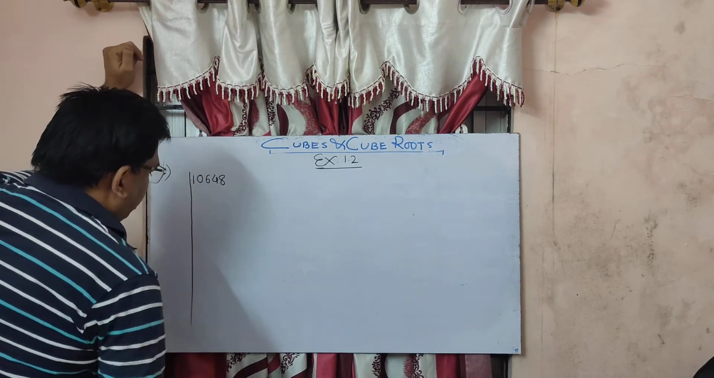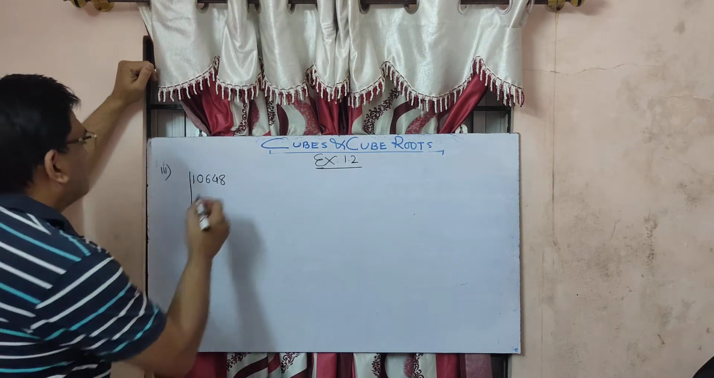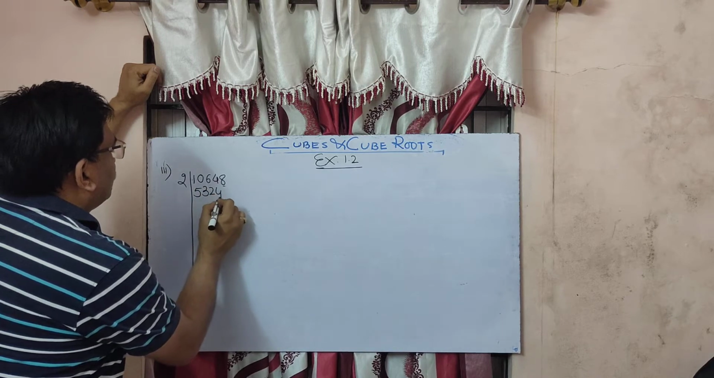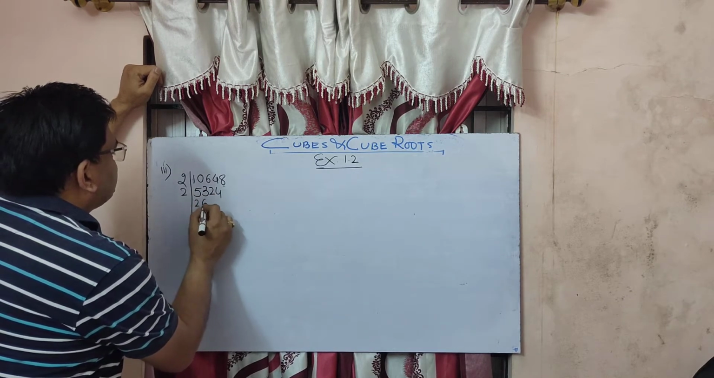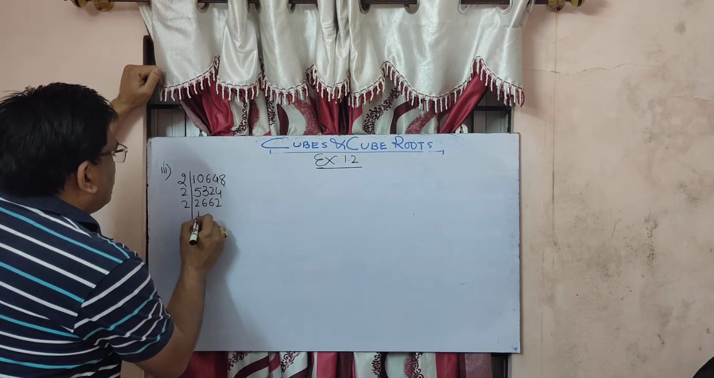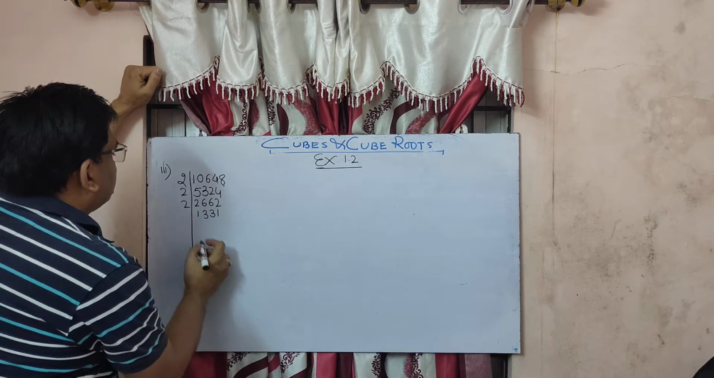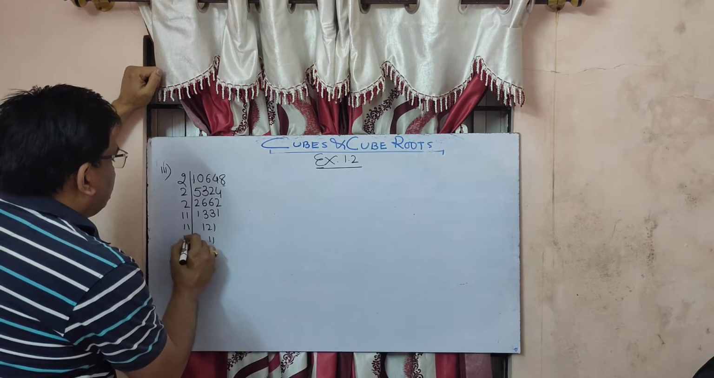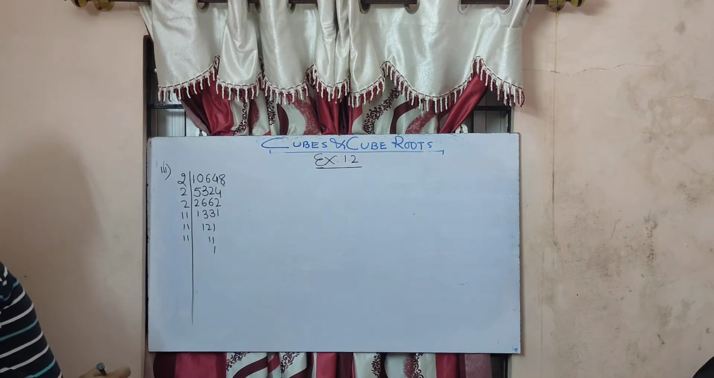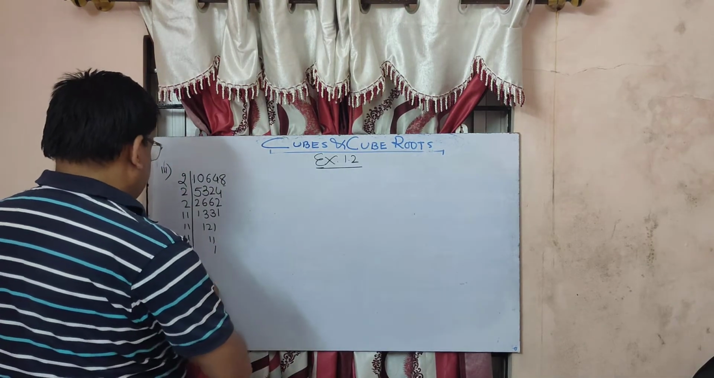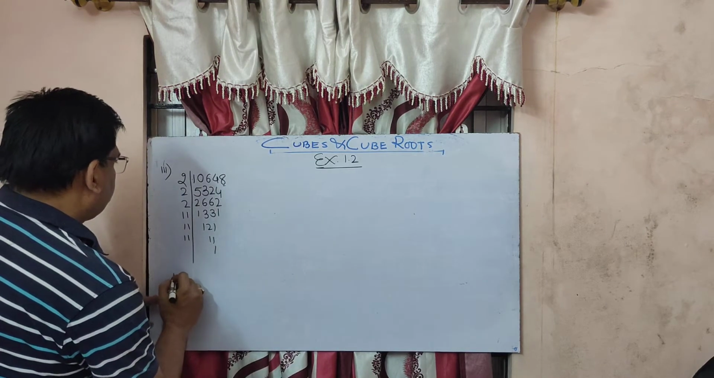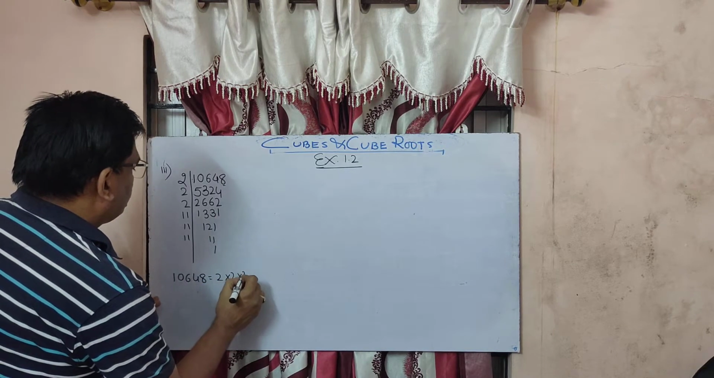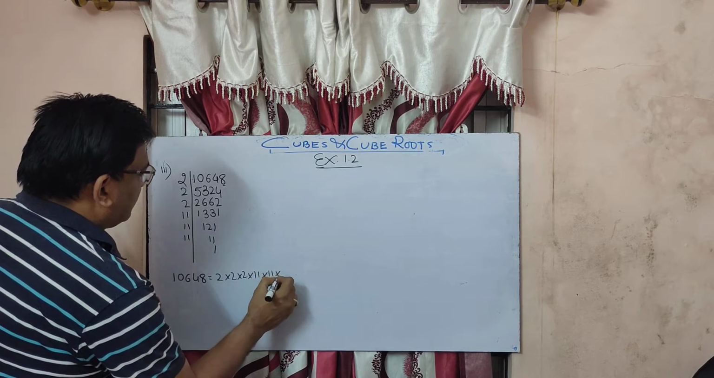So for that, what you have to find? First of all, you have to find the factors. The last number is 8, it means divide by 2. Then 2 fours are 8, 2 twos are 4, 2 sixes are 12, 2 sixes are 12, and so on, until you get 11, 11, 1. So these are the prime factors of 10648: 2, 2, 2, 11, 11 and 11.